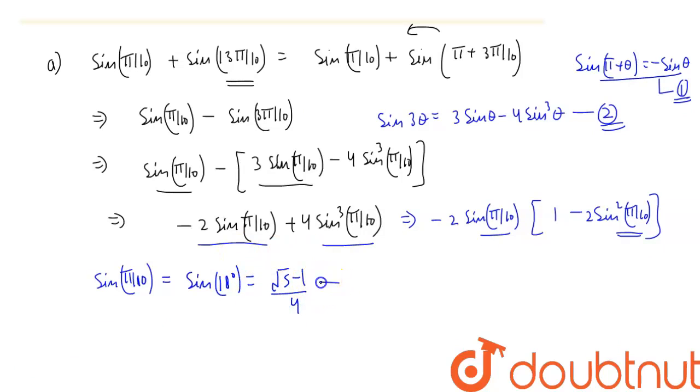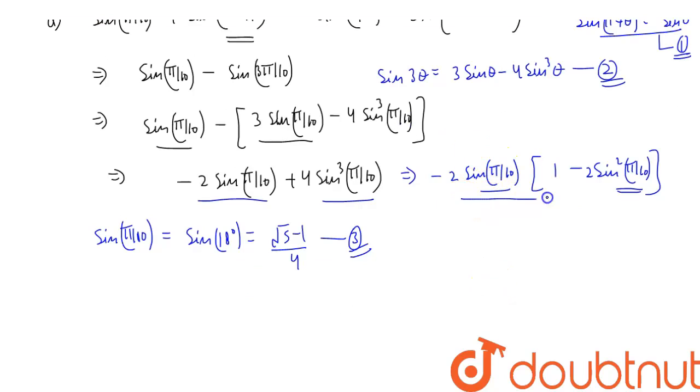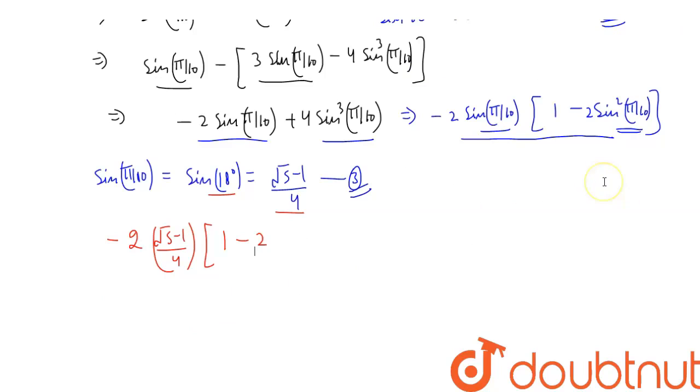So we are going to use this third result again. If we use this third result in this expression, we have the minus twice of sine of pi by 10 outside. Sine of pi by 10, that is sine 18, is under root of 5 minus 1 by 4, and this is multiplied with 1 minus twice of sine square pi by 10. Now we are going to calculate the value of sine square pi by 10.